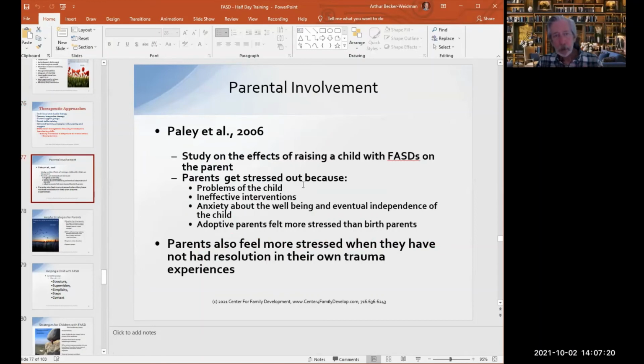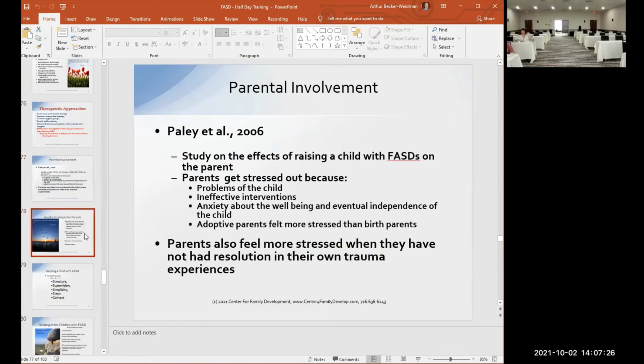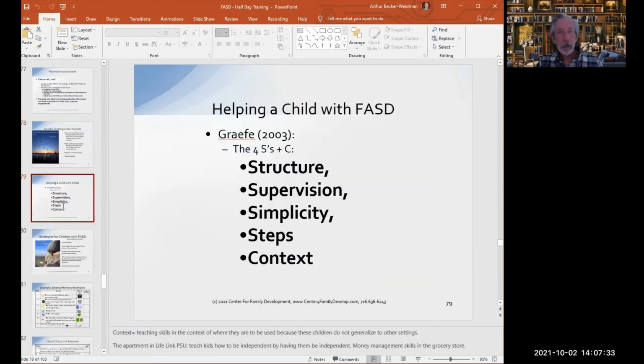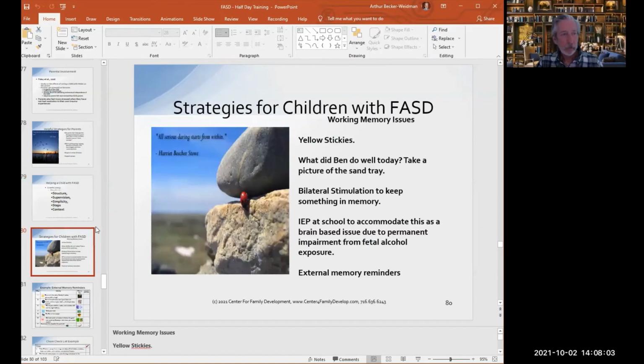Okay, parent involvement is critical in working with this population. I'm not going to talk a lot about this. You're probably way familiar with it. But the main, this fellow Graf looked at a whole range of effective treatment programs. And what he summarized is good programs have these elements. They provide structure, supervision, they keep things simple, they're steps, and everything is taught or done within context. Okay.